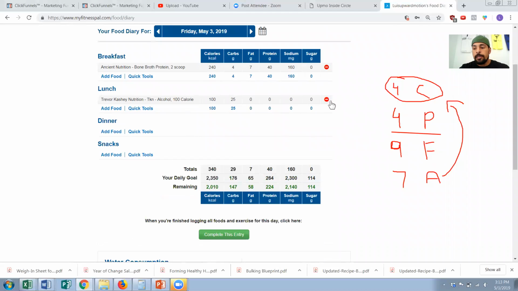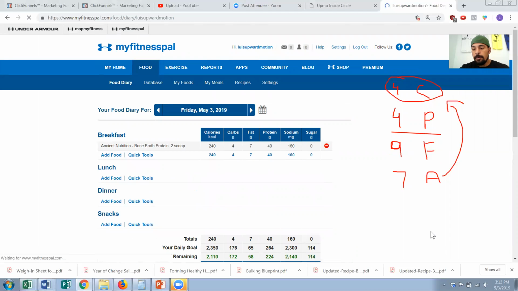All right, and that's pretty much it. That's how you enter in your alcohol. Make sure to remember that alcohol is calories, and we want to make sure those calories are also taken away from our carbohydrates.